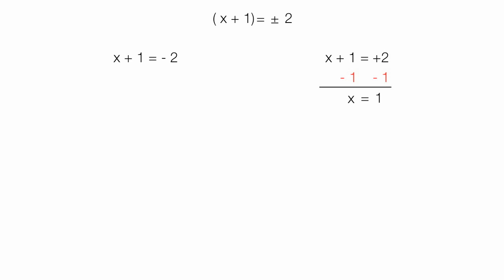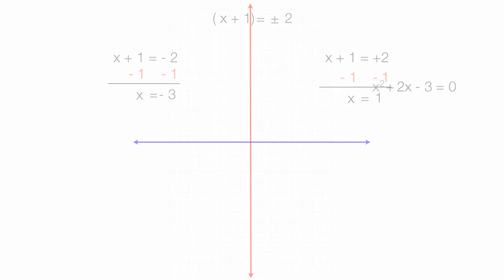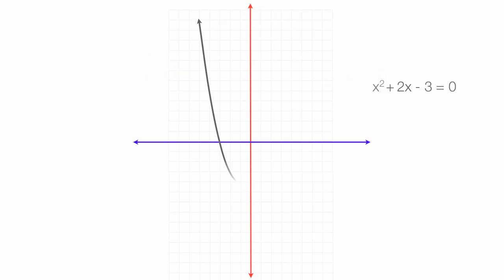Now for the second equation, I will subtract 1 from both sides of the equation again, which gives me x is equal to negative 3. Negative 2 minus 1 is negative 3. So my second solution is x is equal to negative 3. My first solution was x is equal to 1, remember? So when I graph this equation, x squared plus 2x minus 3, it crosses the x-axis when x is equal to negative 3 and when x is equal to 1.